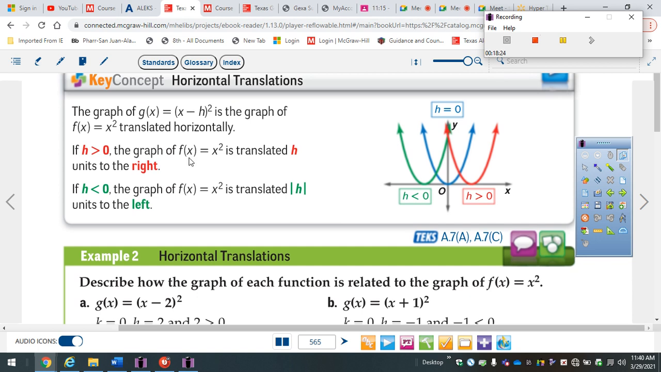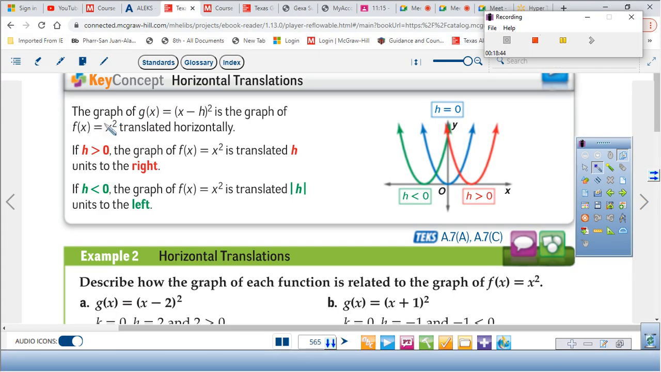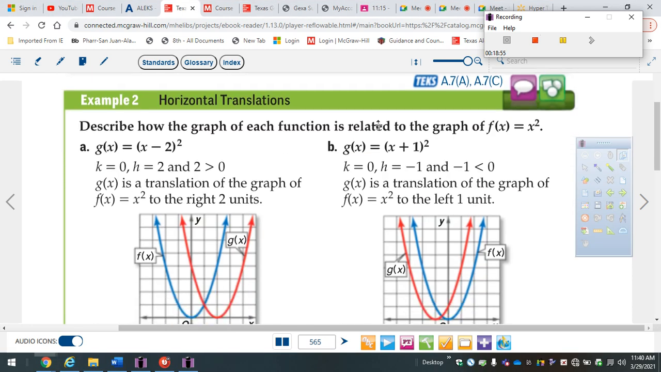Let's copy this down real quick. Please copy that down, see what you get. See if you understand what's going on here. Okay, the graph of this one is this one translated right or left. This graph is that one translated right or left. So I'm going to move it up. So look at this real quick.